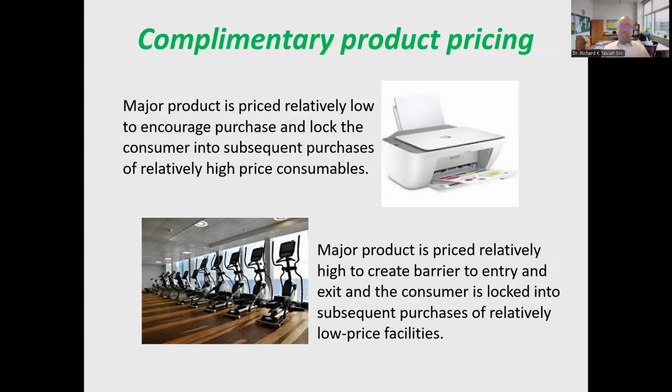The equipment itself comes with an accessory. But once you use it to a certain point, the accessory gets finished and you have to go and buy it. Okay, so the major product is priced relatively low. It will encourage you to buy and it will lock you into subsequent purchases of its consumables. Sometimes the major product is priced relatively high to create barriers to entry. People cannot get into it or exit, and the customer is locked into subsequent purchases. Sometimes it's very high. The treadmills, you buy it and you can't even sell it. You have to just maintain it.